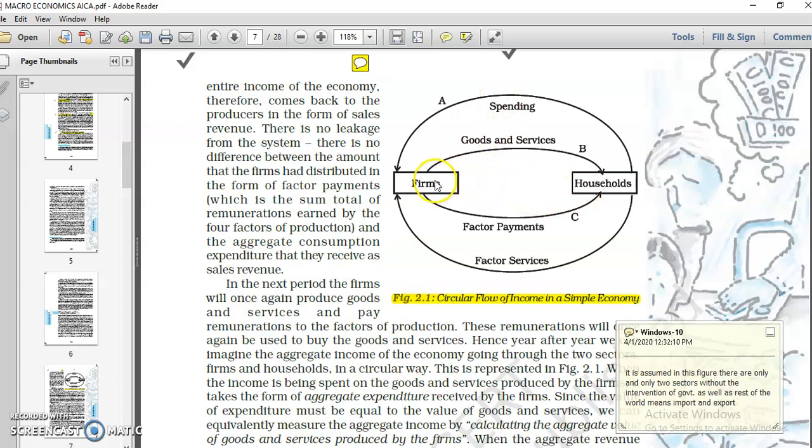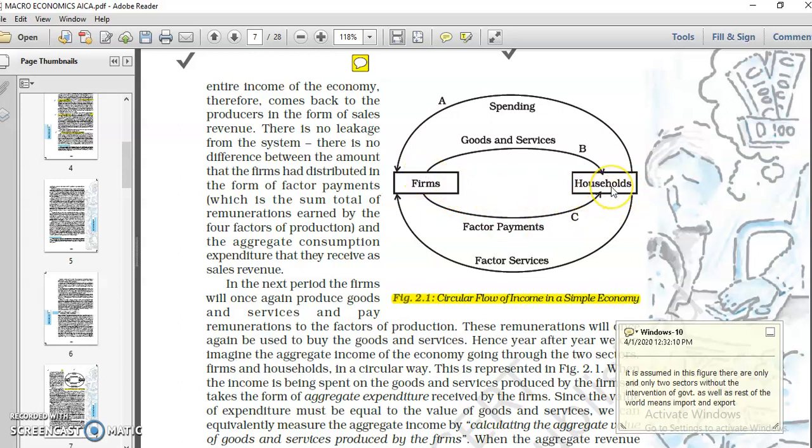So firms and households, it means you can say that households provide factor services to the firms. Factor services means labor, because if you are going to start a business, it means you require labor. So whatever you have started in the society, the same labor you can get from the society. After getting factor services, you have to pay factor payments to households, because after getting labor you have to pay wages to those households. So after getting factor services you are paying factor payments.